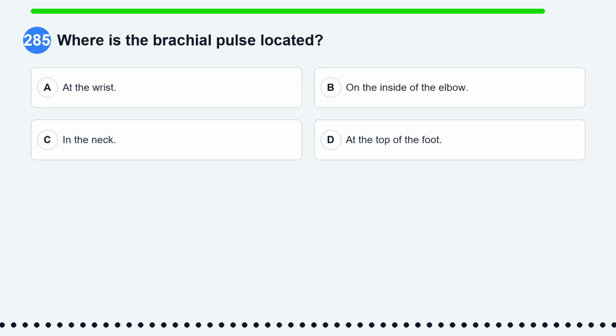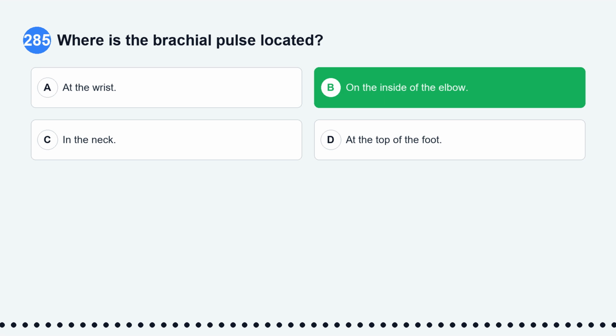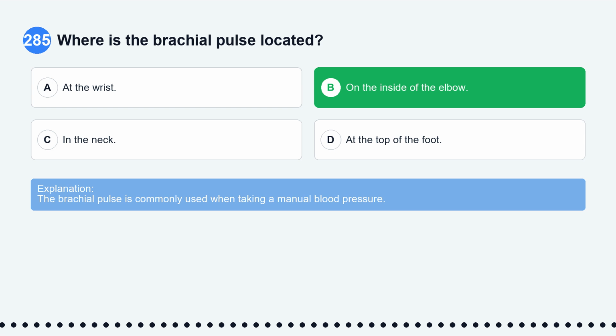Question 285. Where is the brachial pulse located? Option A, at the wrist. Option B, on the inside of the elbow. Option C, in the neck. Option D, at the top of the foot. The correct answer is option B, on the inside of the elbow. The brachial pulse is commonly used when taking a manual blood pressure.